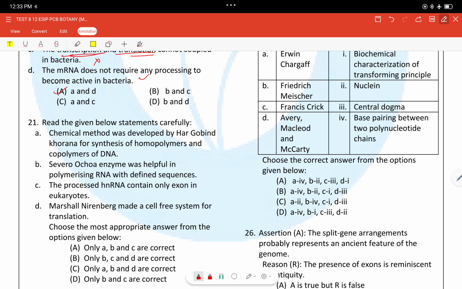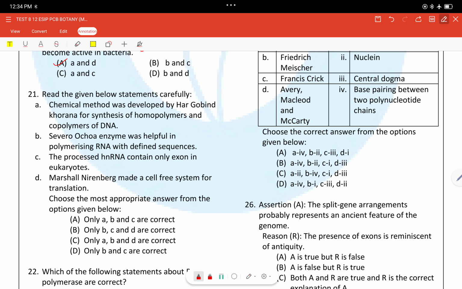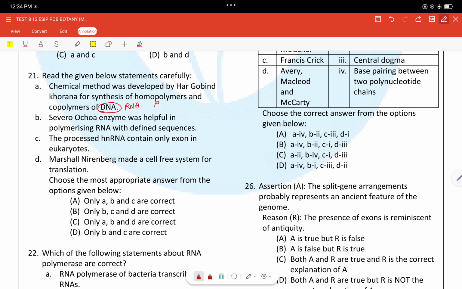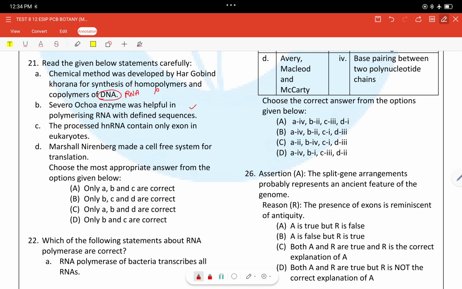Read the given statements carefully. Chemical method was developed by Har Gobind Khorana for synthesis of homopolymers and copolymers of RNA and not DNA. So the statement is incorrect. Several enzymes were helpful in polymerizing DNA with defined sequences. That is correct.